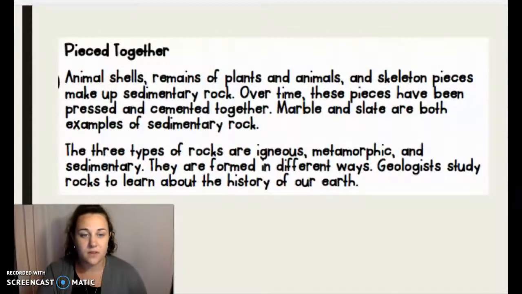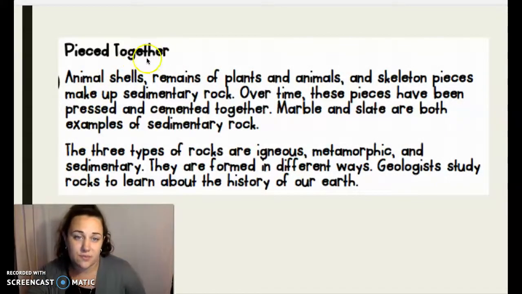Well, those fossil rocks are actually sedimentary rocks. So we're going to look a little bit into that. I'm going to read, and then we'll look at some images. Then you'll have a Nearpod. So let's get started.